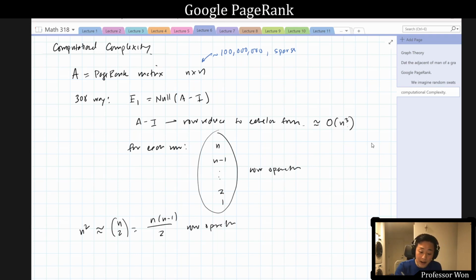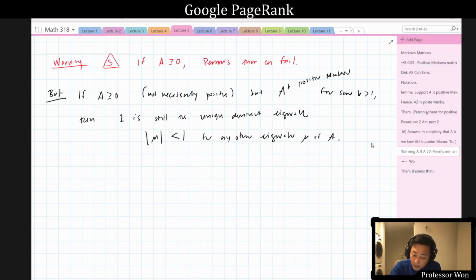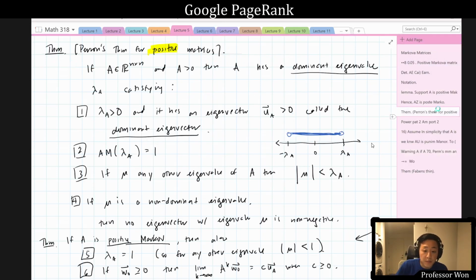Okay, but this is where the other part of Perron's theorem comes into play. It's a part that we haven't really talked about yet, and it's part 6 of Perron's theorem. What does this say? If you start with any non-negative vector, and you keep on multiplying A by that vector, you should converge to the dominant eigenvector. You start with any random vector, you keep on multiplying by A, it will eventually head toward the dominant eigenvector. Now, why is this good? Because multiplying a matrix by a vector takes way fewer operations, right?